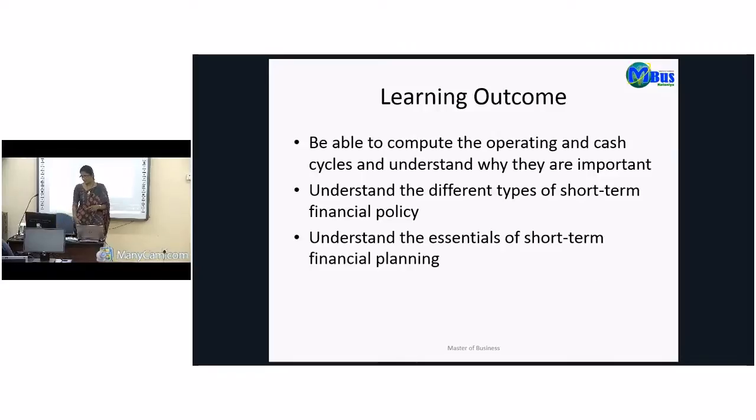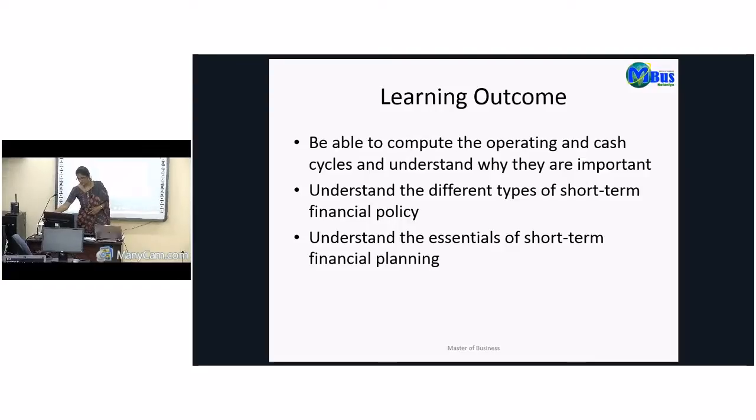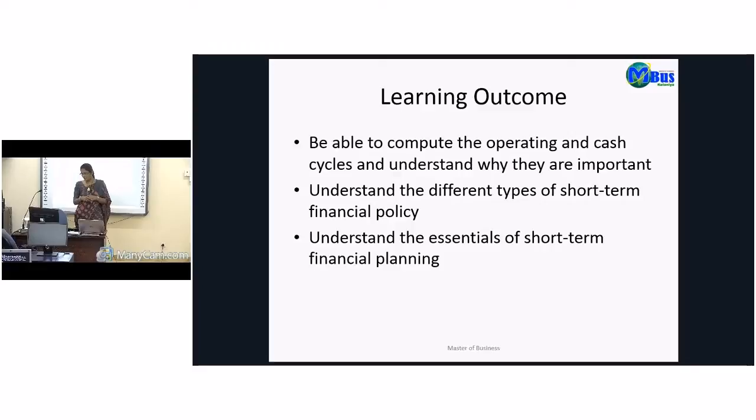In this session, these are the learning outcomes. You should be able to compute the operating and cash cycle and understand why they are important. You should be able to calculate it and interpret it, right? Once we complete the session, understand the different types of short-term financial policy. A company can use different short-term financial policies, right? They can use more fixed assets and less current assets, or more current assets and less fixed assets. They have to find the optimal mix of financial policy to finance their assets, right? So we try to understand the optimal short-term financial policy of the firm. And understand the essentials of short-term financial planning, why this is important, why this is essential for the organization. You should be able to understand once we finish this session, right?